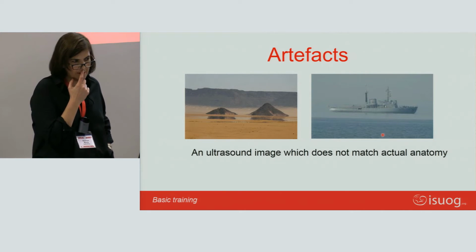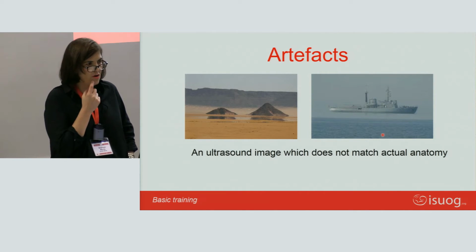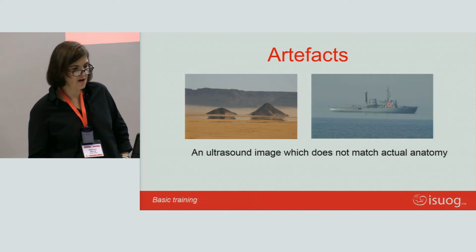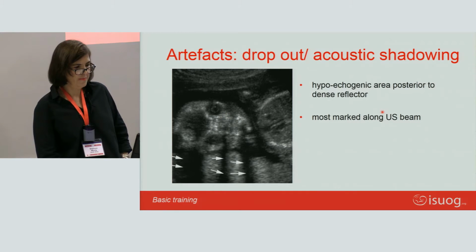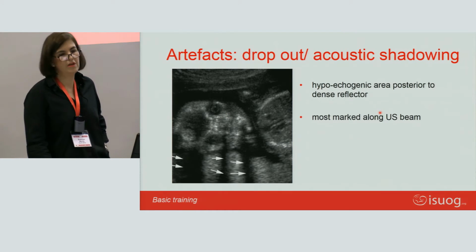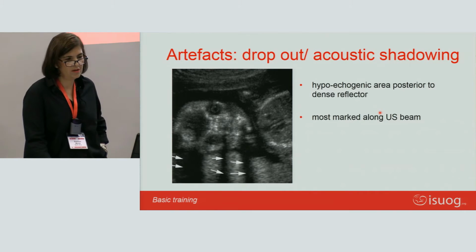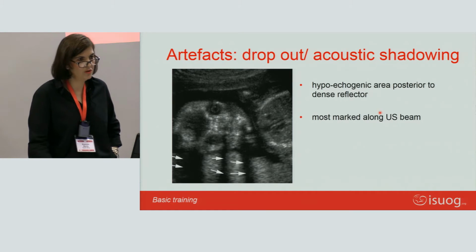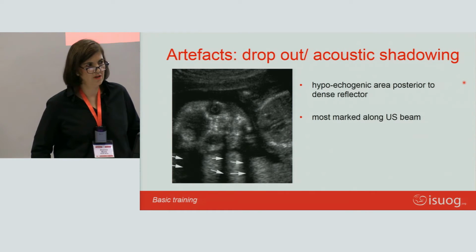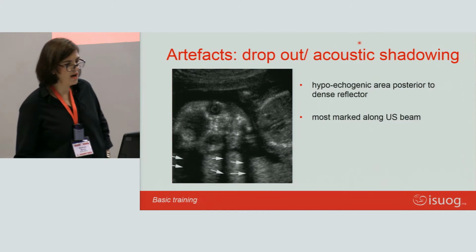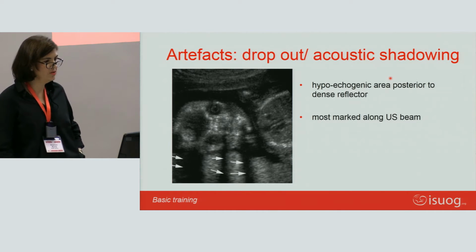Artifacts. This is something that you must take note of. Artifacts are things the ultrasound machine or image produces that are really not there. I mean, this boat is not really flying. And there are four kinds of artifacts that are commonly produced that you need to know about. The first one is dropout or acoustic shadowing. This is particularly important also when you're scanning the fetal heart. It can create the illusion of a perimembranous VSD. It's a hypoechoic area that is posterior to a dense reflector.